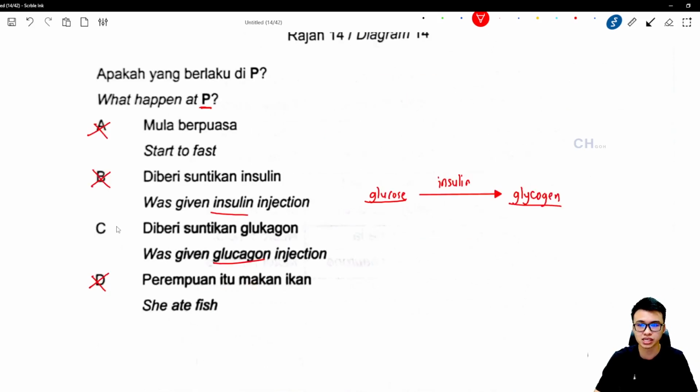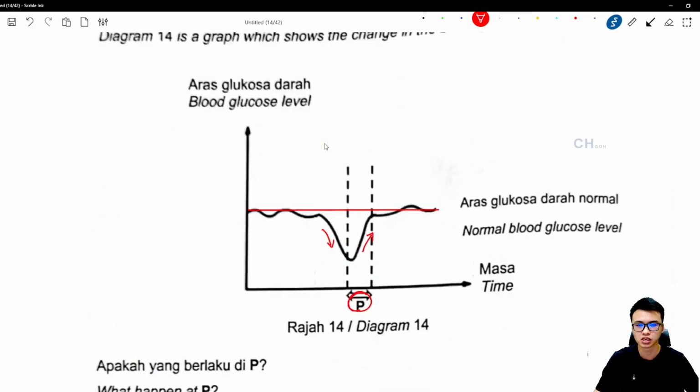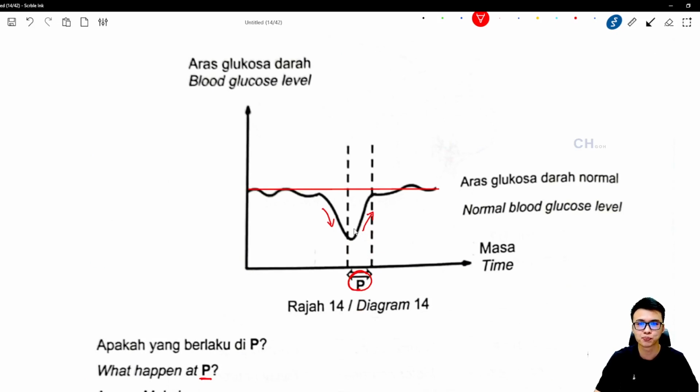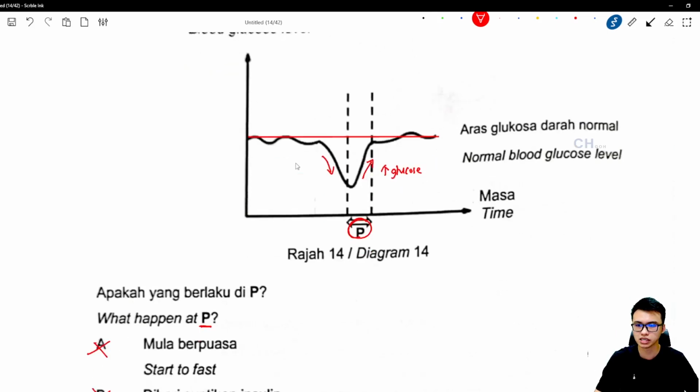The last answer should be C. So why is the answer C? Because glucagon is able to convert the glycogen to glucose. So we want to increase the level of glucose in our blood. So this is what we did in stage B. We want to increase the level of glucose so that it will bring it back to the normal blood glucose level. So the answer here is C.